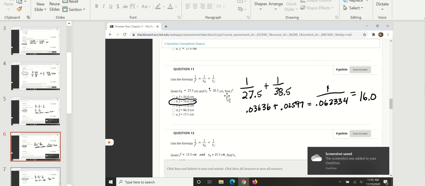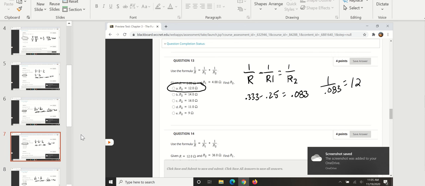For question 11, again, the same formula, and this time we're finding for F. So basically we're taking the value 1 over 27.5 and 1 over 38.5, converting that to a decimal, adding the two together, taking 1 over that decimal, comes up to 16, and there's the answer, 16 centimeters.